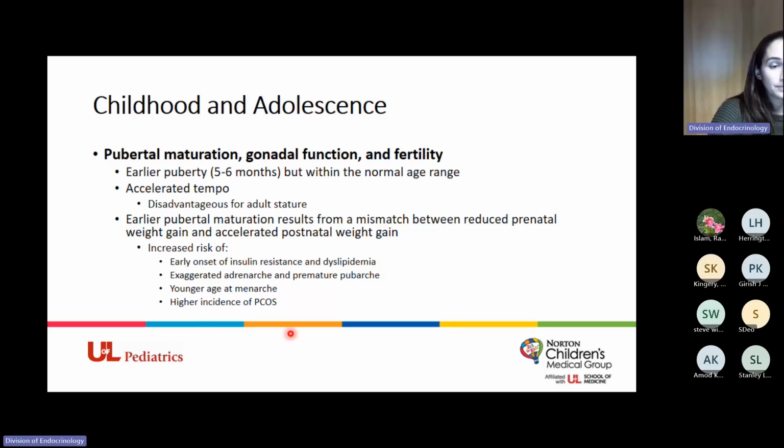Now, there are some theories about why this happens, and I'll review one of these theories that have been proposed before. But basically, the thought is that there is a mismatch between reduced prenatal weight gain and then accelerated postnatal weight gain. So that is another reason why we want to try to avoid this. And this actually ends up causing an increased risk of early onset of insulin resistance, dyslipidemia, exaggerated adrenarche, and premature pubarche. Then, as I mentioned, younger age at menarche, and then a higher incidence of PCOS in females.